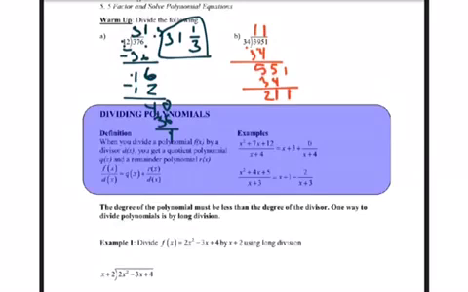Now 34 can't go into 21, so I have to do it into 211. 34 goes into 211 6 whole times to give me 204. And when I subtract those, I get 7. So I'll get 116, excuse me, 116 with a remainder of 7 over 34.